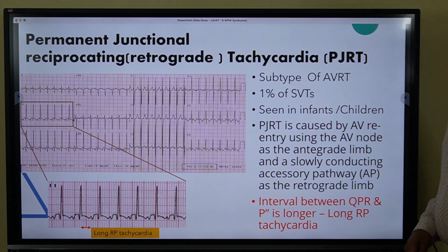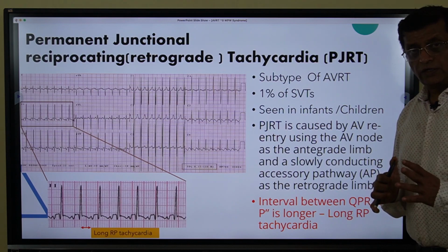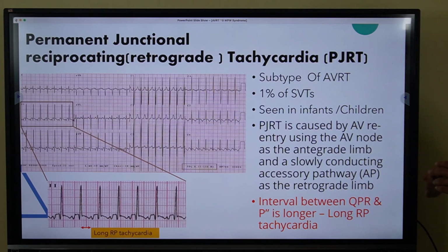Now, permanent junctional reciprocating tachycardia, PJRT. This is one subtype of AVRT. This is very rare, less than 1%. It is seen only in infants and children. It is caused by AV re-entry using the AV node as an antegrade limb and a slowly conducting accessory pathway near the AV node as a retrograde limb.